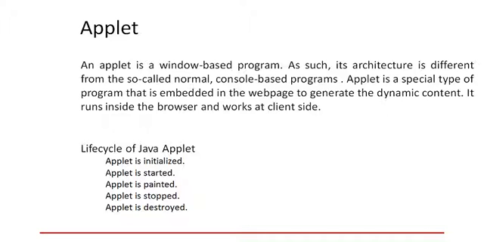Each applet follows a life cycle. Applet is initialized, it is started, painted. Painted means we draw something on the applet screen, then it is stopped, and finally it is destroyed. We'll talk about these life cycle methods in detail in the coming up slides.